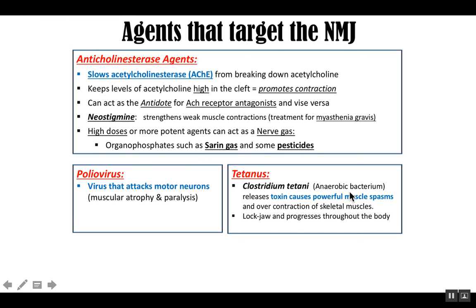And Clostridium tetani has been found to cause lockjaw, so that's overcontraction of muscles that control your mandible, and then it could progress throughout the body and cause powerful contractions throughout the body. This is another one you don't hear much about because there's a vaccine. So both polio and tetanus have been prevented by the use of vaccinations.